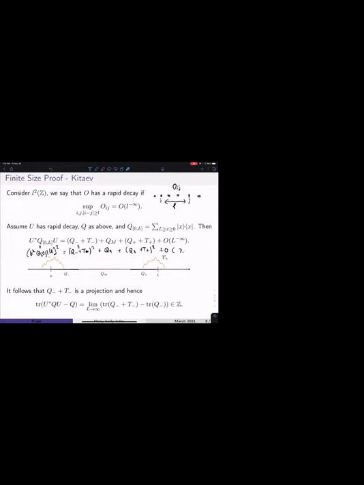And hence, if I look at the U star Q minus Q, that of course doesn't see this endpoint. That only sees the endpoint at zero. So it's the limit as the right endpoint goes to infinity of just what happens around zero minus what was there before. And now this is a projection. So the trace is the rank of that projection. Q minus is a projection, so it's the rank of that projection. So it's manifestly a difference of two integers. Okay, so that was the finite size proof of Kitaev for this index of projections, and we will see something similar in the many body version.